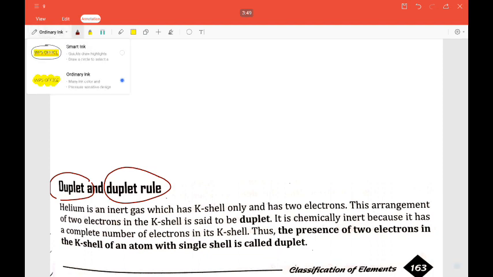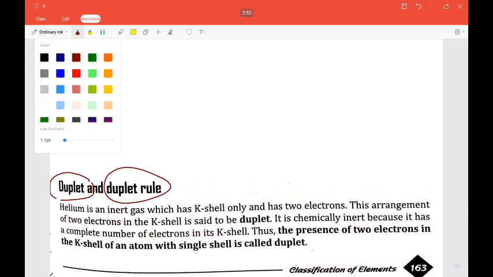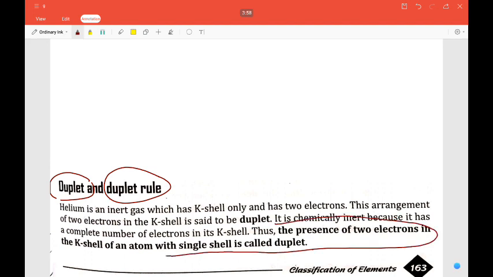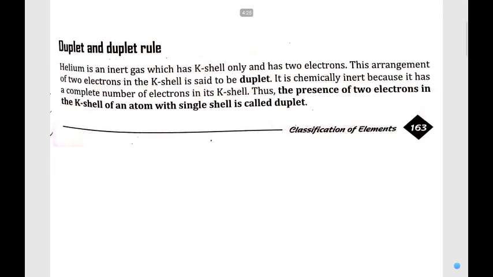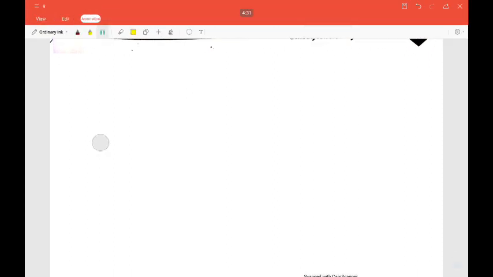Now let's discuss here the definition of duplet. Presence of 2 electrons in the K cell of an atom with a single cell is duplet. Next condition is there: single cell. There must be only one cell, only K cell, and this duplet is possible only in which one? It is possible only in helium. Helium has got only one cell.